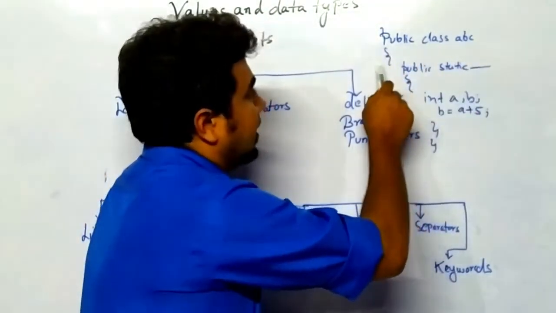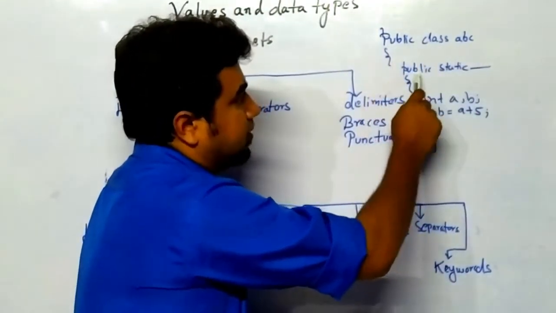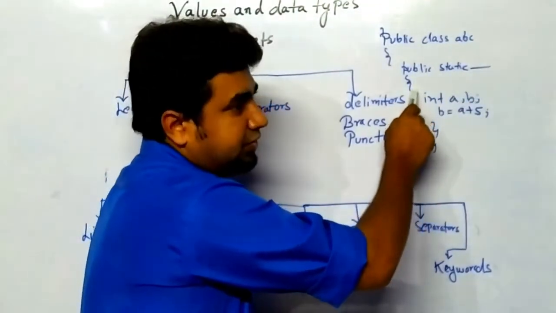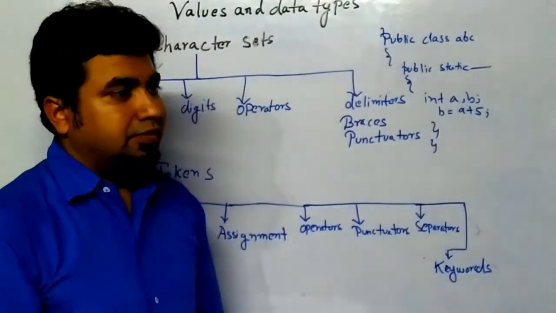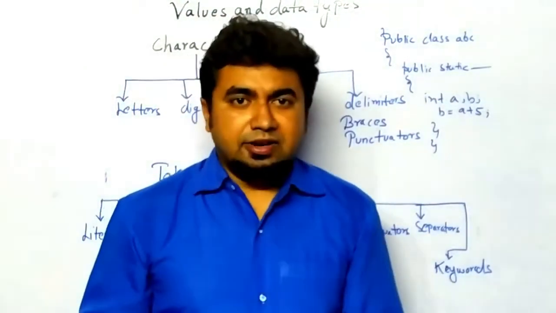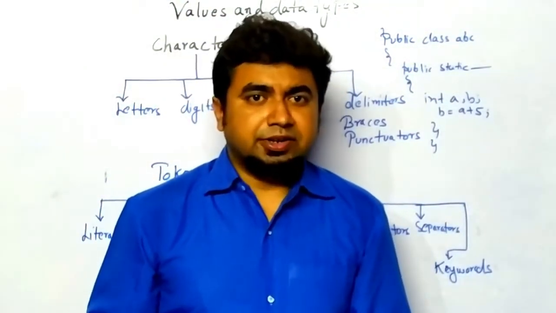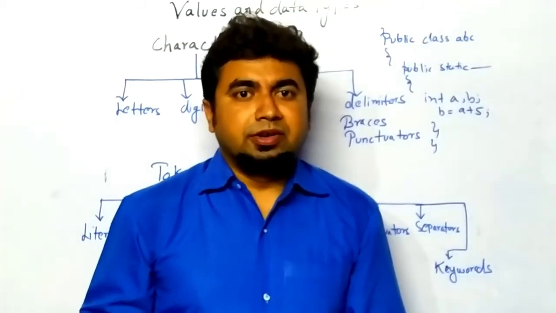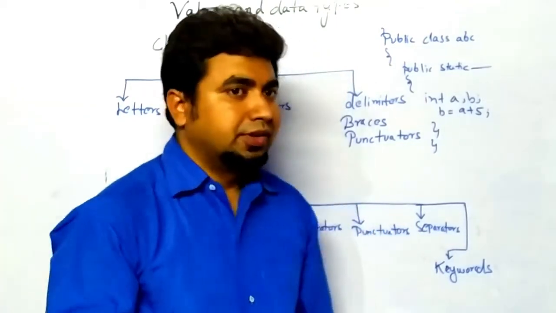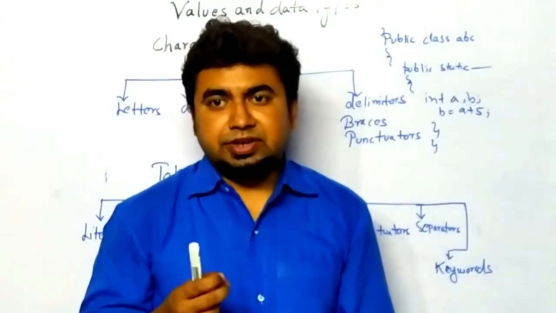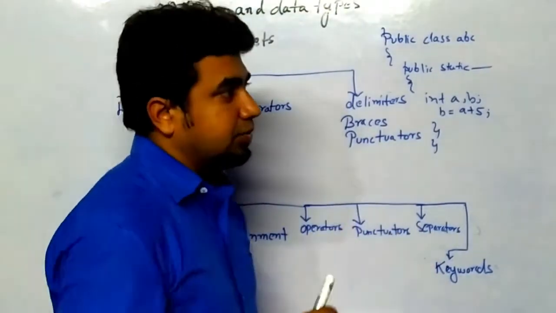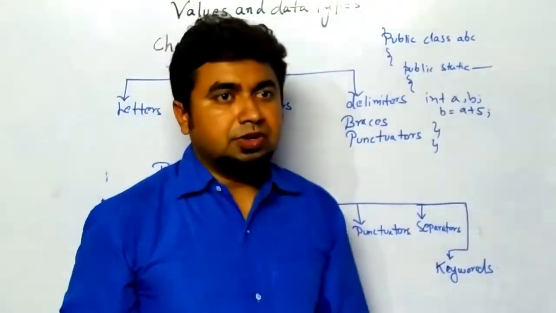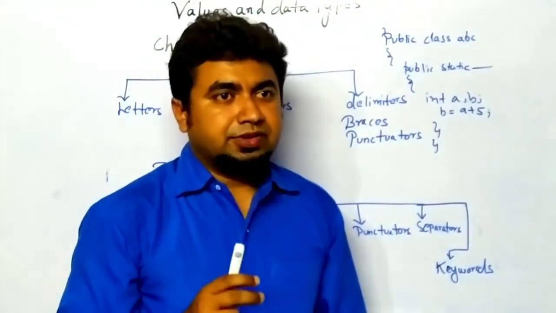This is one statement. Each line is also one statement. This is also one statement. These braces are also a statement. Like this, there are many statements, and you can see that statements are made up of different individual units. In English we say statements are made up of words. Here we can say statements are made up of different individual components, which are essential.